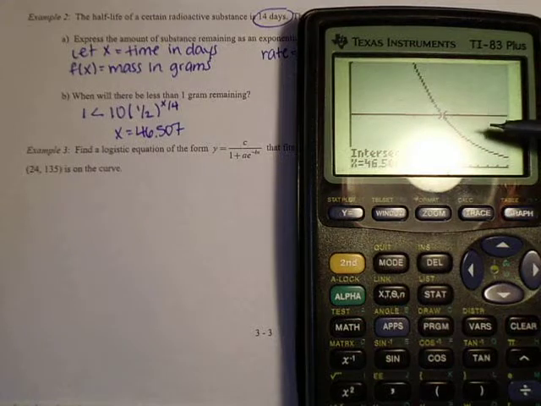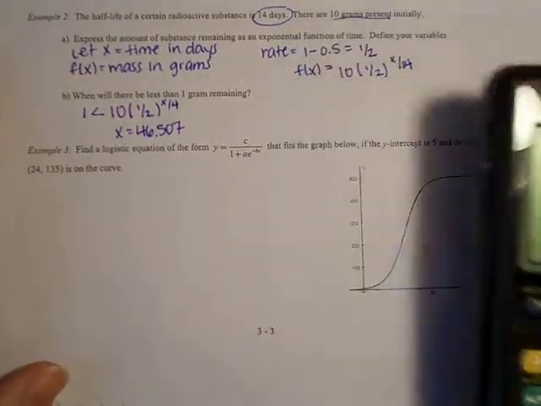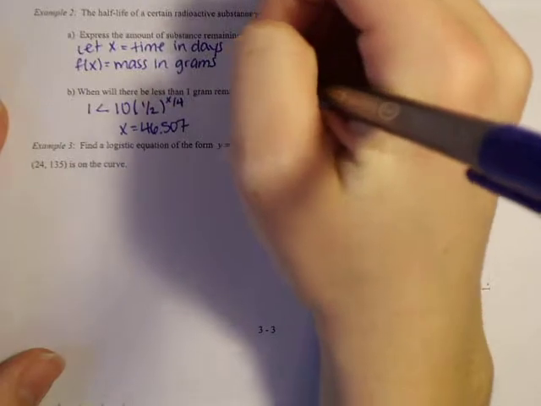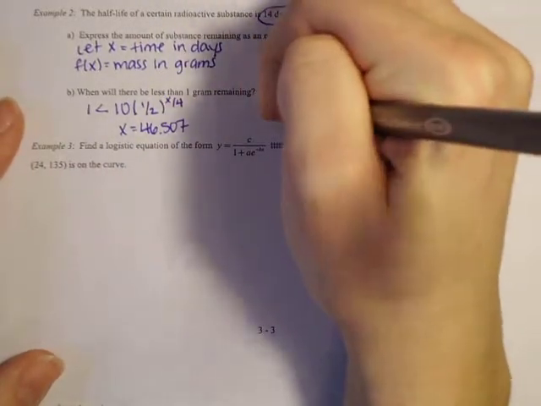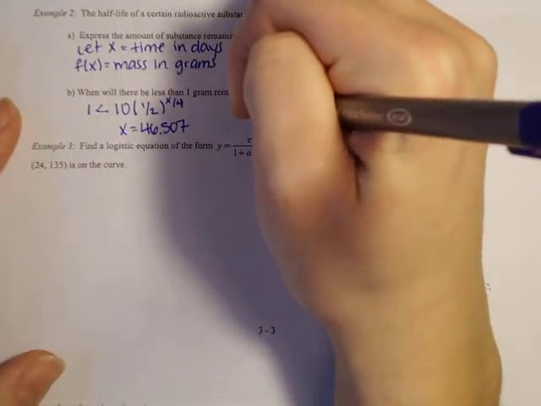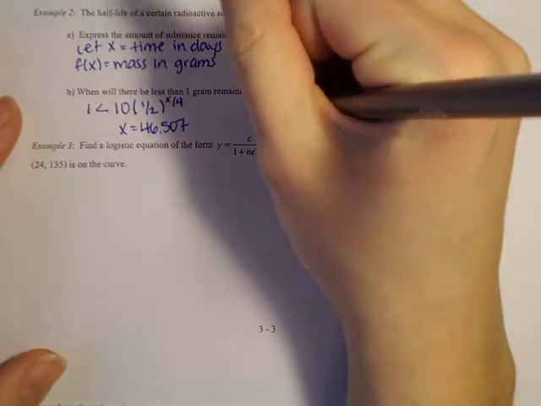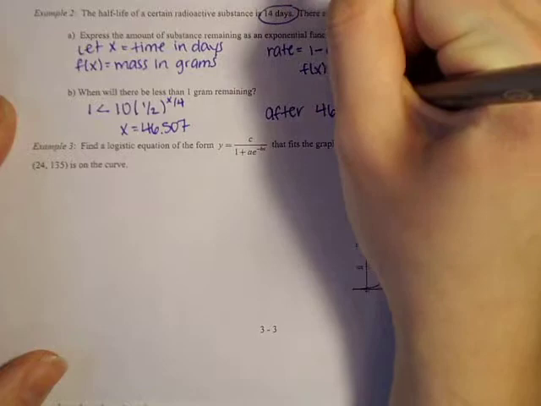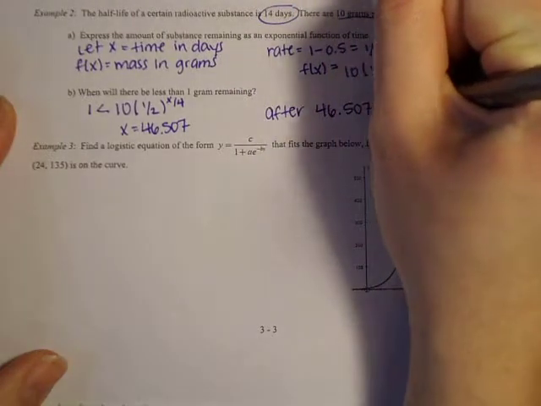Now we want to know when our substance has less than 1 gram remaining. So that's going to be this area over here. So we know that we'll have less than 1 gram remaining when x is greater than 46.5. So this means there will be less than 1 gram remaining after 46.507 days.